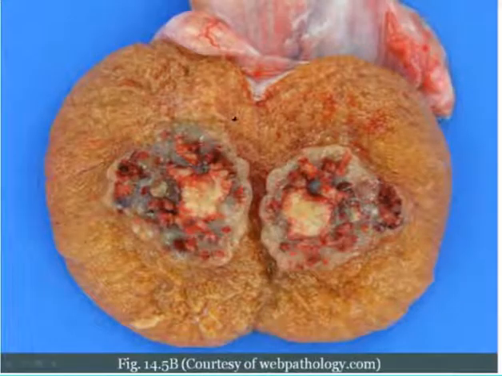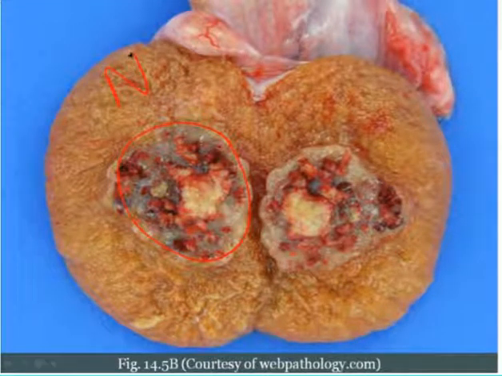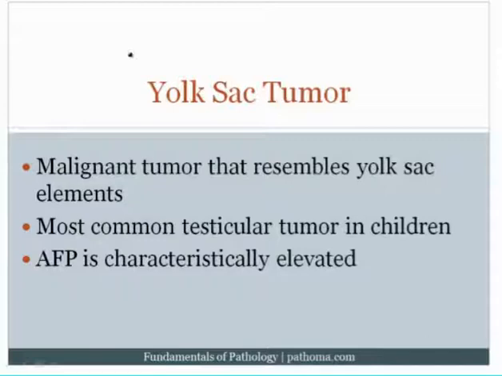Here's the gross picture. This is the tumor here in the testicle. This is the normal up here, and you can clearly see that this is a hemorrhagic or bloody mass. And again, that's indicative that you're dealing with a non-seminomatous germ cell tumor, and in this particular case, embryonal carcinoma. Yolk sac tumor is a malignant tumor that resembles the yolk sac. It's the most common testicular tumor in children. That's high yield. So when you have a testicular tumor in a child, for example, a 5-year-old, then you really want to consider yolk sac on the top of your differential.